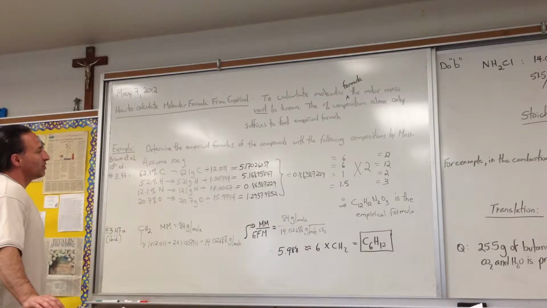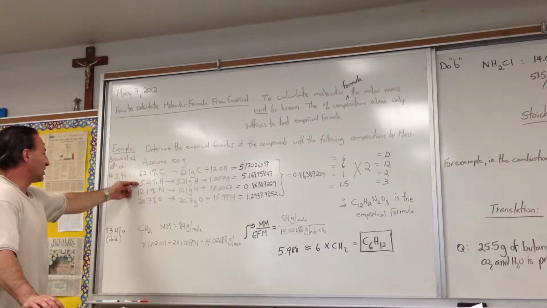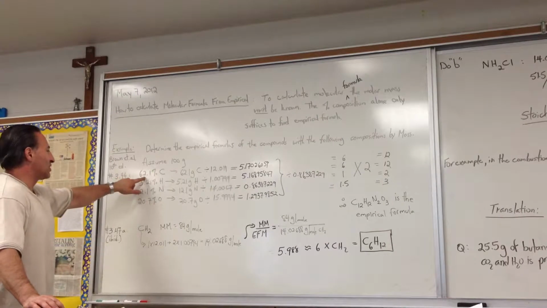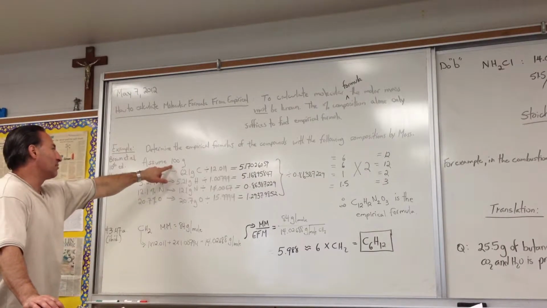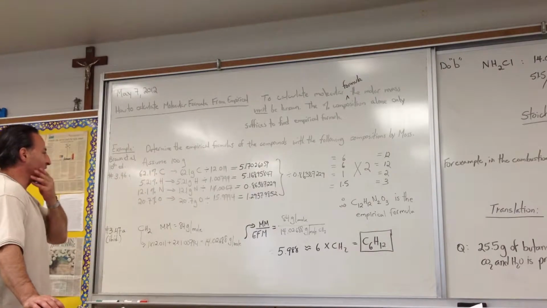So for example, determine the empirical formula of the compound with the following composition by mass. We're given information that contains the percentage composition of each one of these elements. The first step is to assume 100 grams of the sample, so that the percentages can be turned into gram amounts. So if we have 62% carbon in a 100 gram sample, then we know we have 62 grams of carbon, and so on down the line for all different elements.